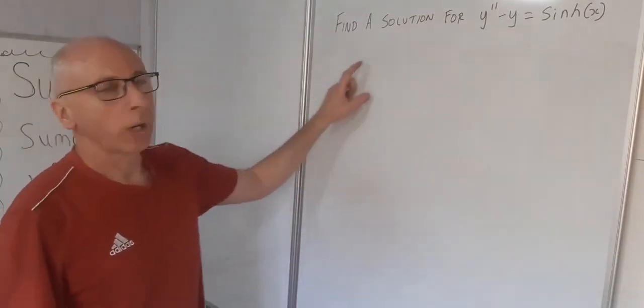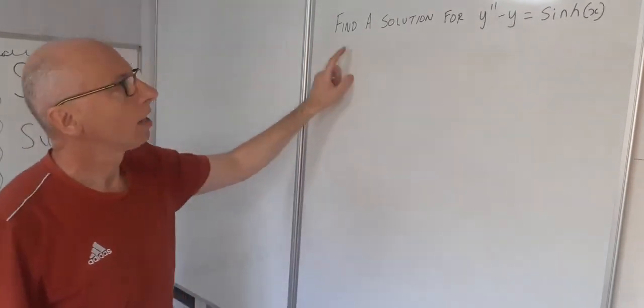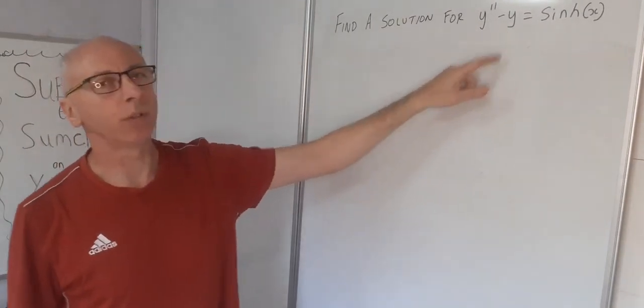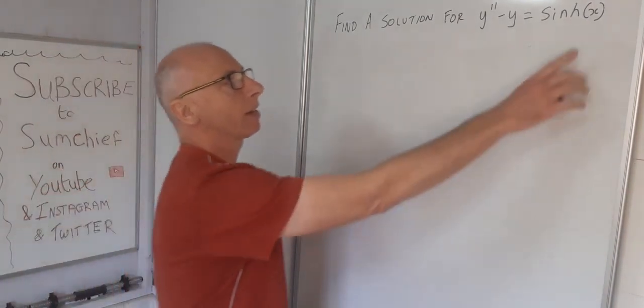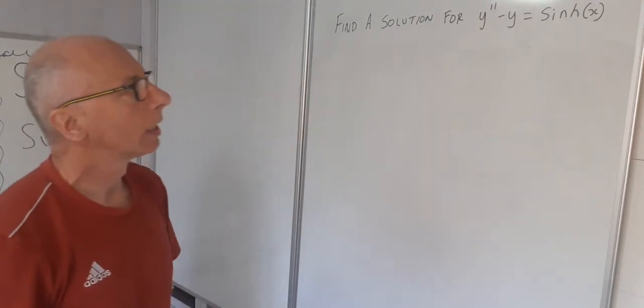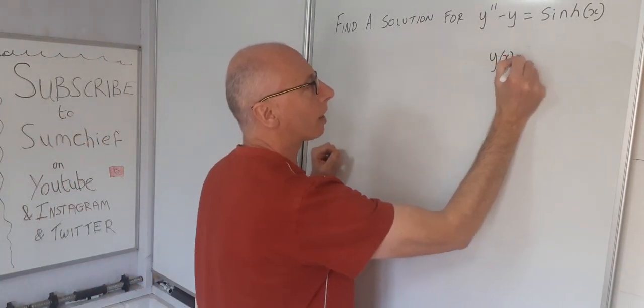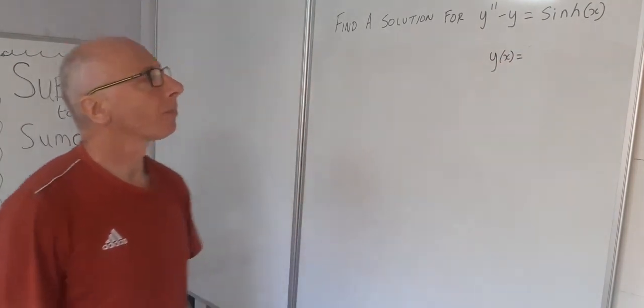So we've got a differential equation here, y double prime minus y equals sinh of x. We need to try and find a solution for that. Now x is our independent variable and y is our dependent variable. So what we're looking for is y of x equals something.